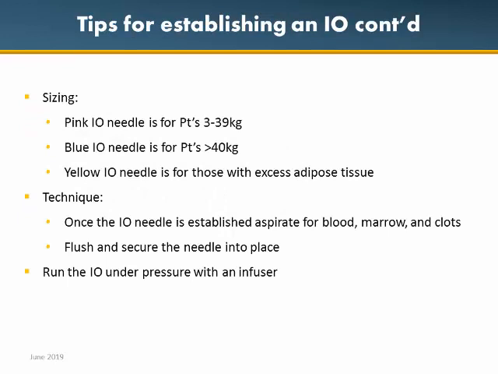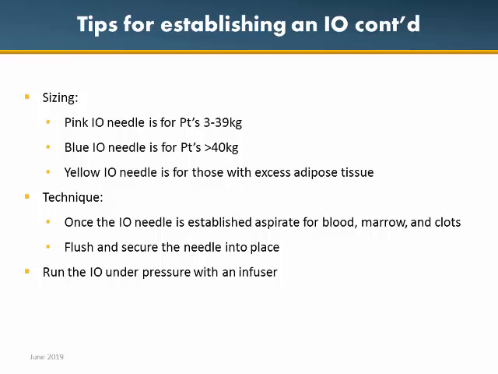With the Easy IO system, the pink IO needle is for patients between 3 and 39 kilograms. The blue needle is for patients 40 kilograms and greater. And just a note that the blue needle can be used in the absence of the pink needle if necessary, as there are 5 millimeter marking lines that are situated on the needles themselves. It'll be a case of insertion will stop between those marking lines.